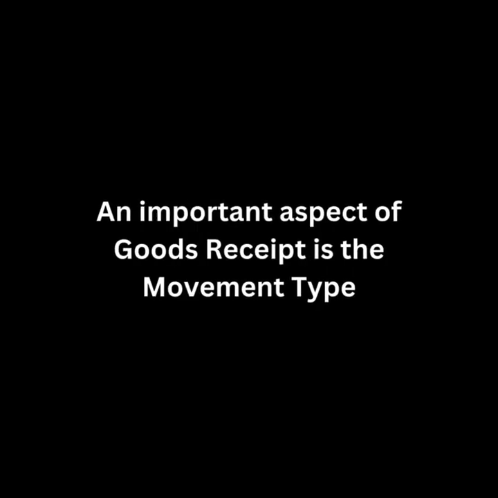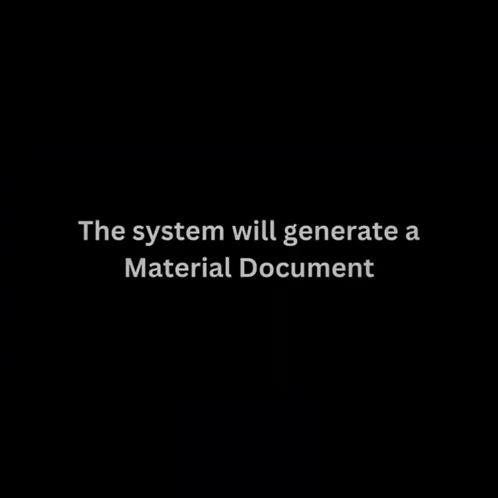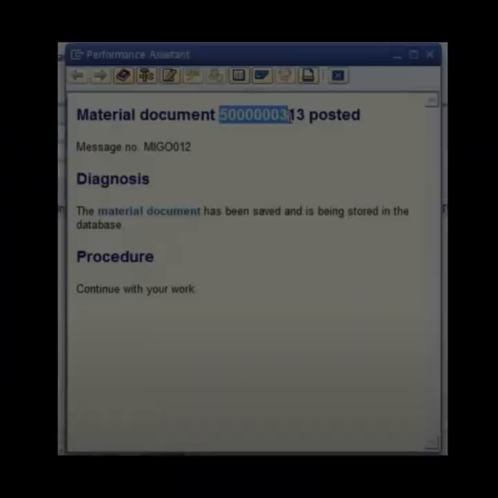An important aspect of goods receipt is the movement type, which in this case is 101, indicating the goods are being received into inventory. Once you are satisfied, click Post. The system will generate a material document confirming that the goods have been received. Great. Now we have completed the second step.